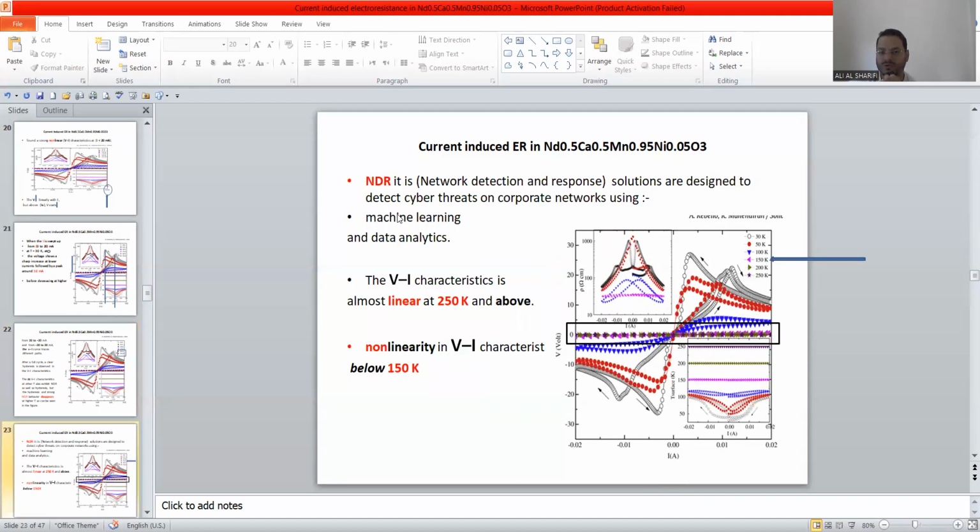And here is a network detection and response solution. It's a solution designed to detect cyber threats on the corporate network using.